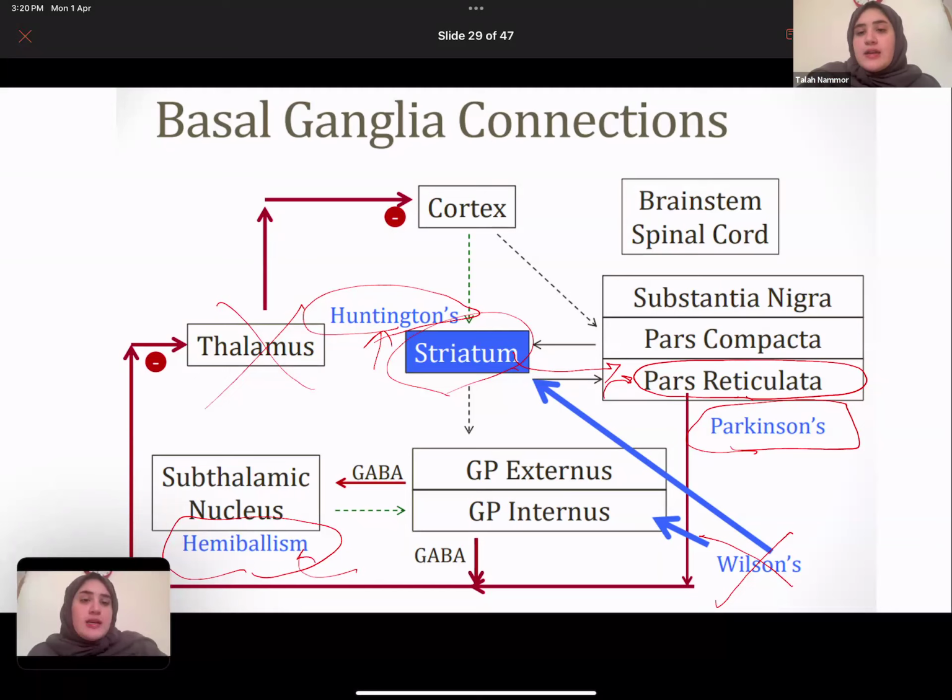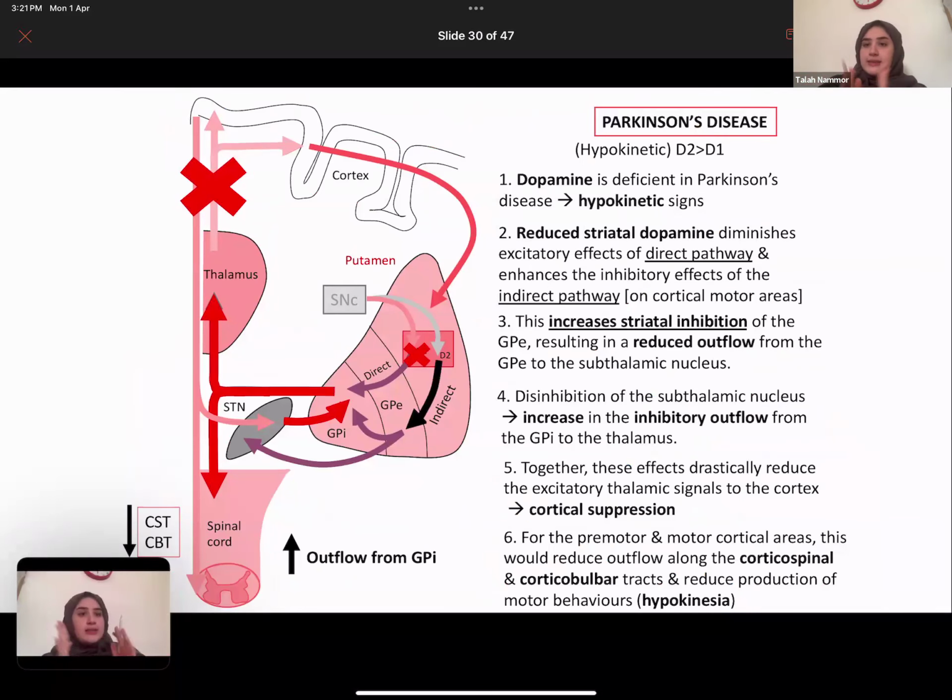Hemiballismus is basically an infarct or a problem that happens in the subthalamic nucleus. And you know what the main function of the subthalamic nucleus is? It's basically activating or making GPI stronger, further inhibiting the thalamus. But if the subthalamic nucleus is gone, we're not going to have a strong inhibitory effect on the thalamus, so it's going to be hyperkinetic. Now we're going to talk more in detail about each disease.